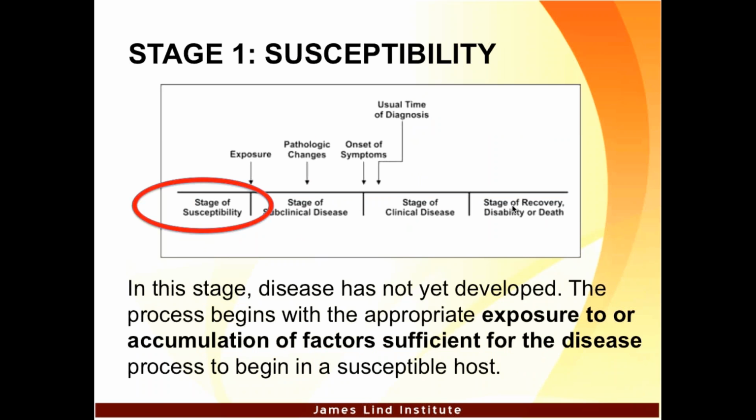So stage 1, susceptibility. In this stage, there is no disease yet, but the process is now beginning with exposure to accumulation of a number of risk factors that are then sufficient for the disease process to begin.